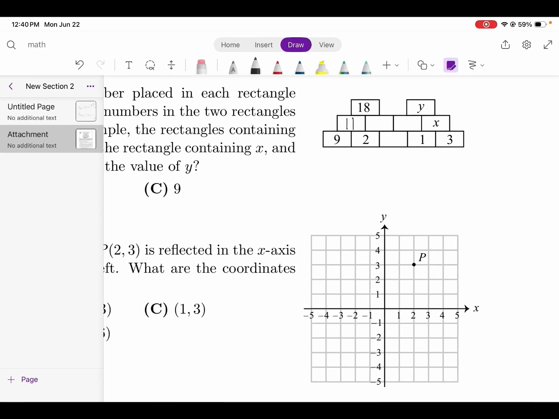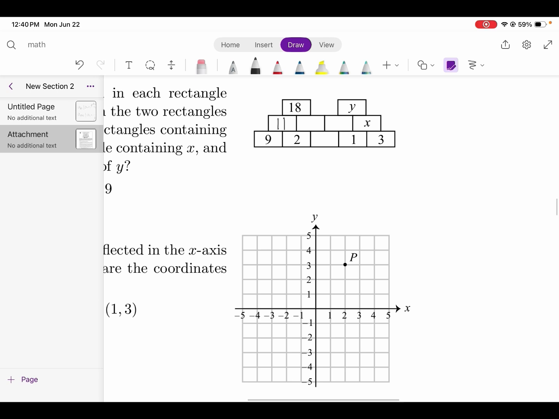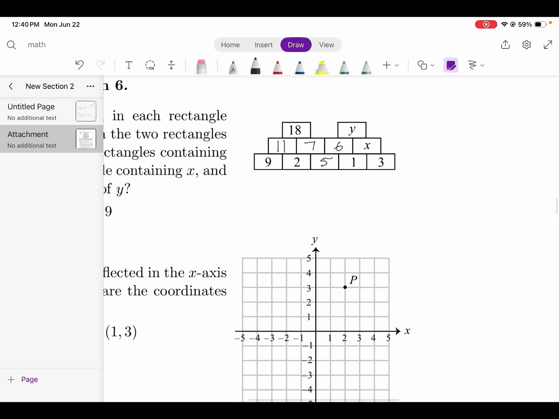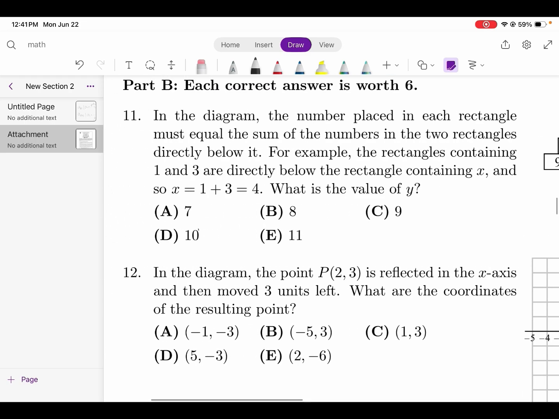And then for the next one, you have 11 and 18. So then you can write 7. And then for 2 plus something is equal to 7, the other blank is 5. And then 5 plus 1 is equal to the last blank, which is 6. And we know that x is equal to 4. So then y is equal to 6 plus 4, which is 10.